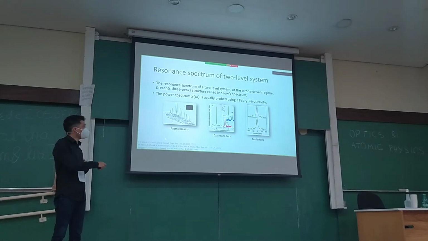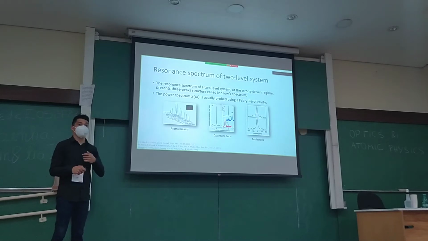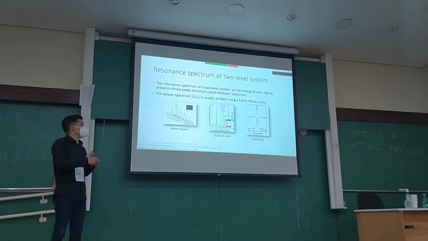This three-peak structure was seen several times for several different systems. At first, it was seen with atomic beams, where I have an atomic beam, and perpendicular to the direction of propagation, I excite and collect the light. It was also seen with quantum dots and more recently with molecules. The similarity between these three examples is that in all three cases, the spectrum was measured using a Fabry-Perot cavity, which is actually the most usual approach because I can use this cavity to filter the frequency and then measure how much power I have for each frequency.